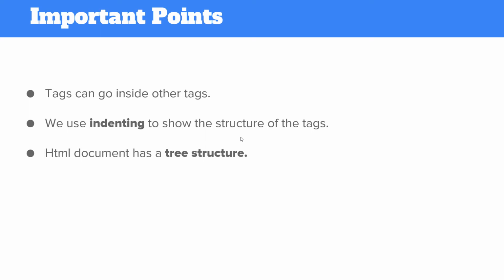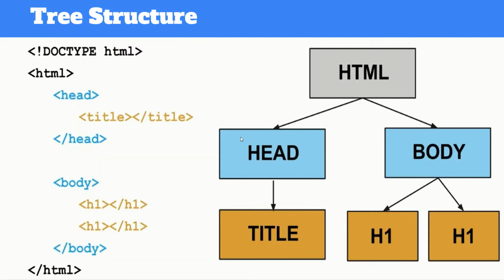And the third one is that our HTML document has a tree structure. What do we mean by a tree structure? A tree structure basically looks like this. We have the HTML tags, which wrap the entire website or the entire document. But inside the HTML tags, we have two other sections or tags. We have the head, which contains the metadata, the title, and other meta tags. And then we have the body tags. The body tags contain all the other content or links that will be displayed as your output.